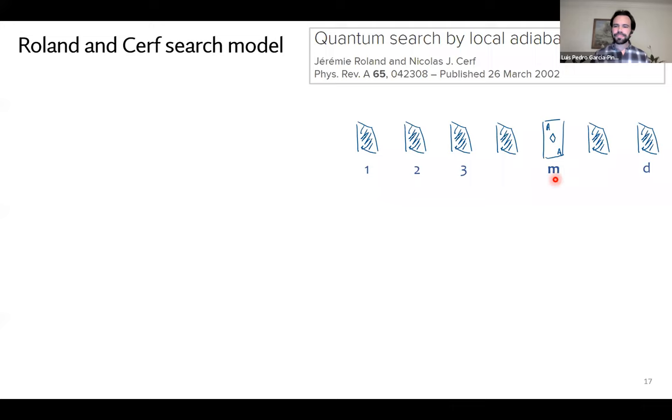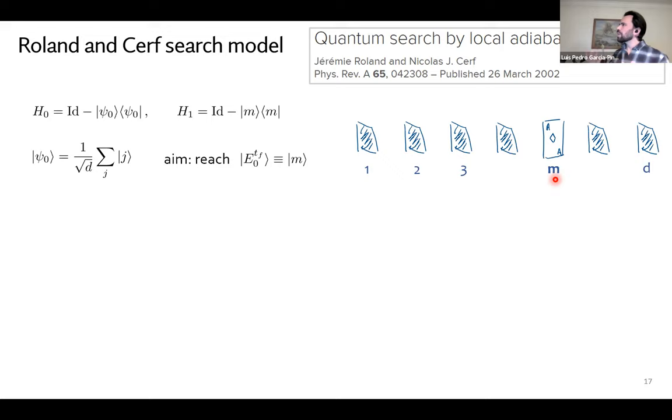labeled by M. And then what they did was construct a simple Hamiltonian model where you can perform search by doing annealing. They construct an initial state that has equal weights on all of the possible items that you're searching over. So it's a coherent superposition over all items. And you aim to reach a particular one, let's say labeled by M. They construct a Hamiltonian that has that M as a ground state. The ground state of the initial Hamiltonian is this state where you're starting, and the aim is to reach the ground state of H1, which is just M.